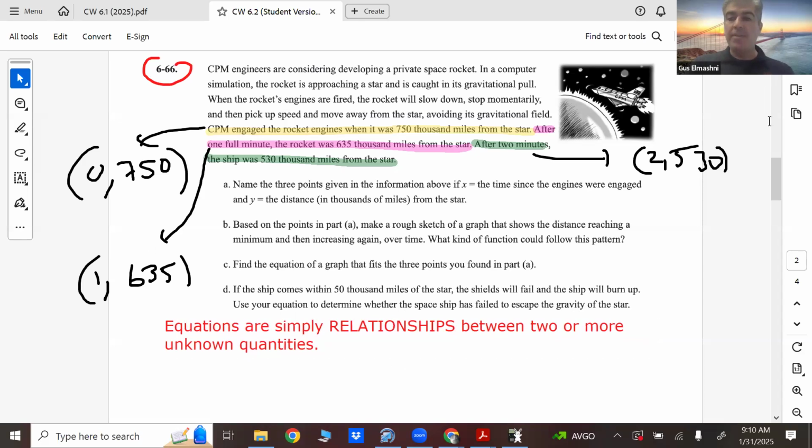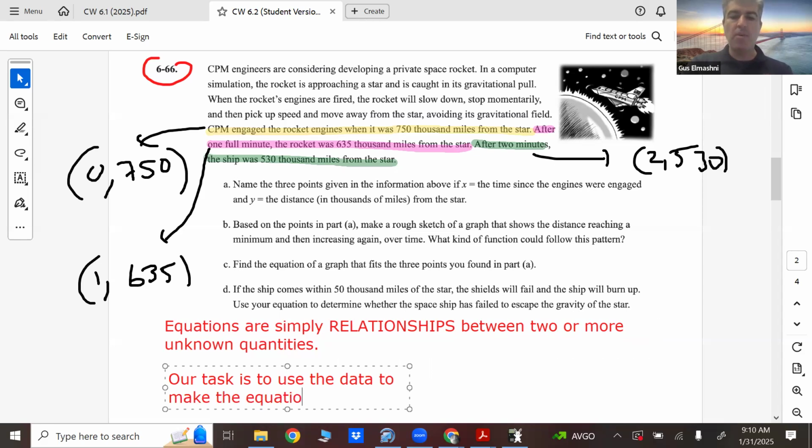So our task is to use the data to make the equation, or describe the relationship. Technically, if you do well enough in this class, you could do it after this class next year.